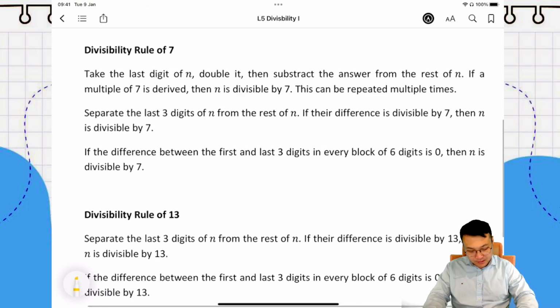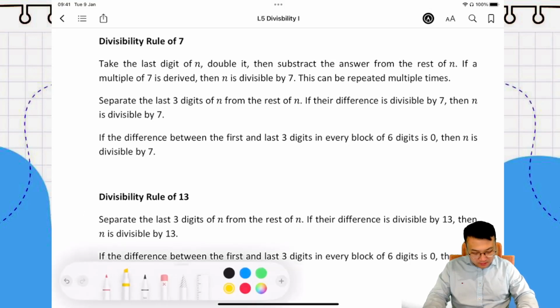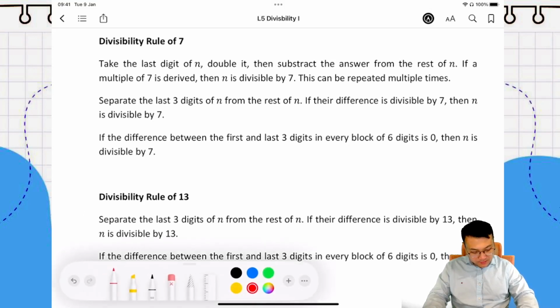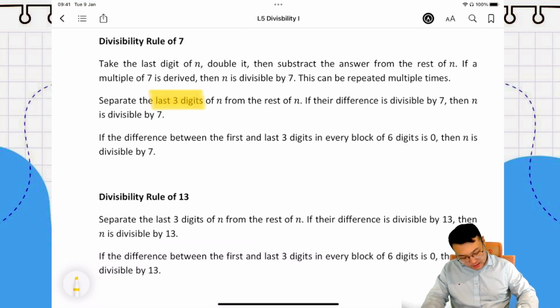How about number 7? Divisibility of 7. So 7 and 13 are very similar to each other, just that 7 has something extra. Now, for 7 and 13, the rule is about the last 3 digits and the rest of the number. Okay, this rule, right?